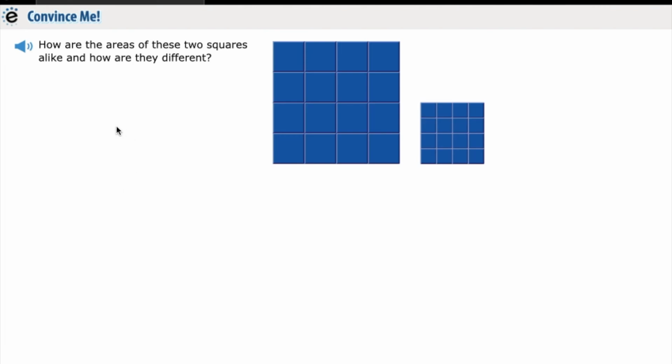And your Convince Me today is: How are the areas of these two squares alike, and how are they different? Okay, so they want us to find the area of both of these shapes, so they just want us to count the squares and figure out how many squares are in each shape. So let's do this big one first. I know that there are 4 squares going down and 4 going across. So if I make that like an array, I know this one is 16.